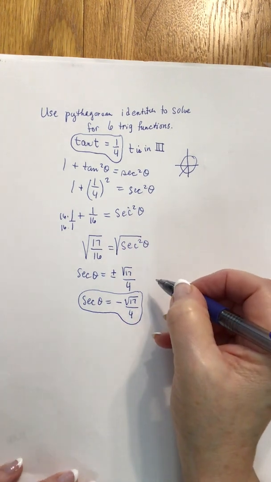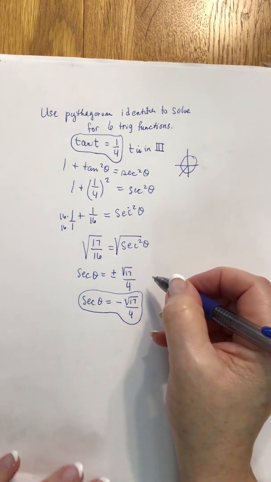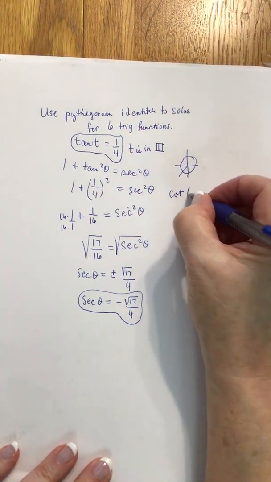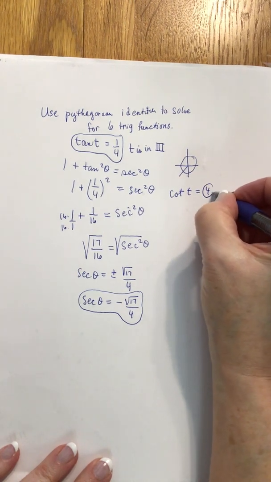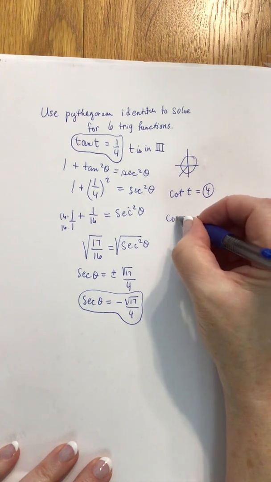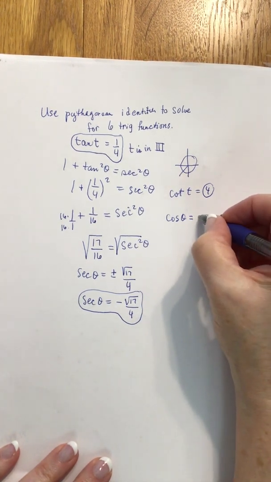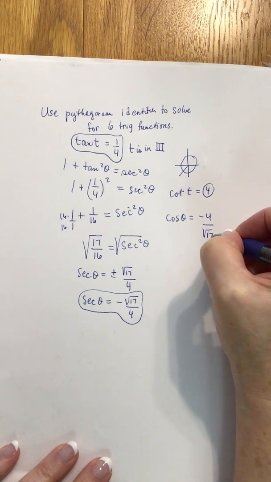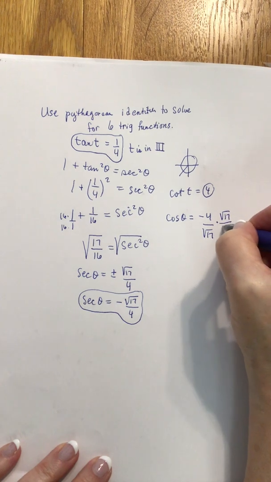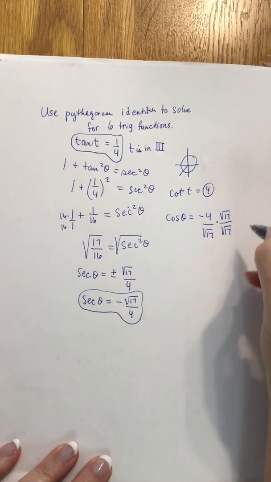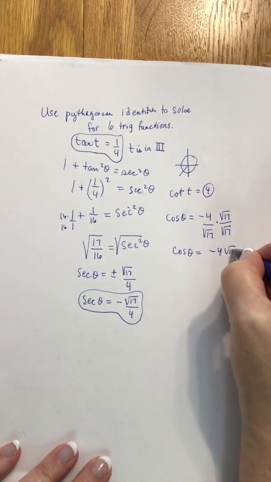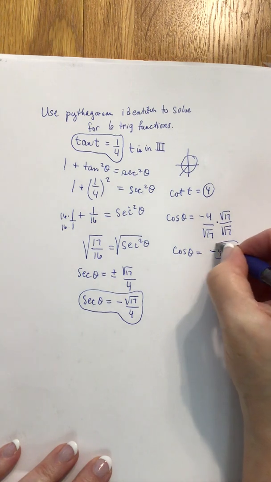Now, we just said that we have reciprocal functions for both of these. So tangent's reciprocal function is cotangent. So I'm going to get 4 over 1, or 4. Secant is going to give me cosine, which is negative 4 over square root of 17. But we can't leave square root of 17 in the bottom, so I have to multiply the numerator and the denominator by square root of 17. So that gives me cosine theta equals negative 4 square roots of 17 over 17.